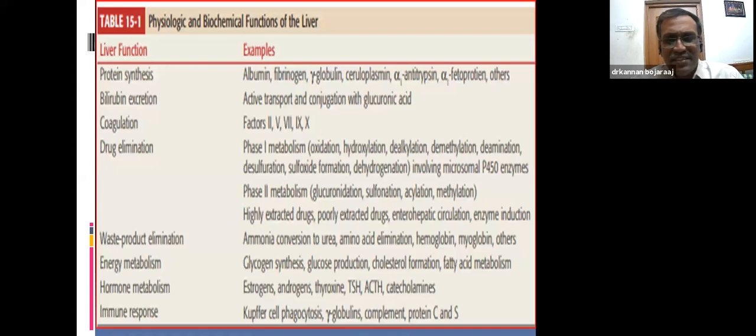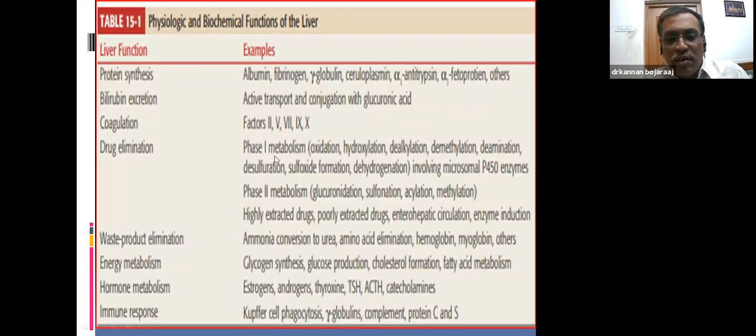And these are all the functions. Unless you know the functions of the liver, we cannot assess the liver function test, the so-called LFT, we cannot understand it. The liver has very enormous biochemical functions, starting from protein synthesis. There are so many proteins synthesized, from albumin to alpha-fetoprotein, and bile formation and excretion, transport, coagulation factors, and drug metabolism.